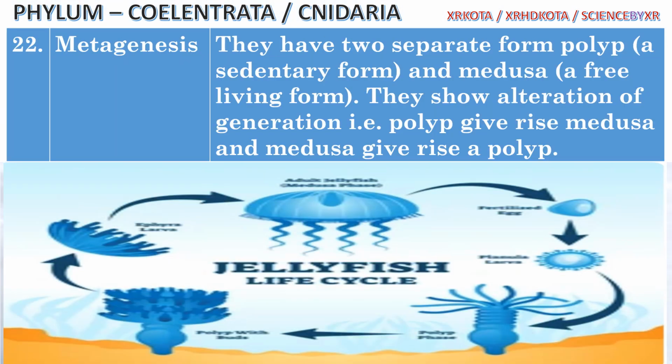Another important property which is found in them is metagenesis. So what is metagenesis? They show an alternation of generations. What is meant by alternation of generations? Their body has two different forms. One is the polyp and the second is the medusa. The polyp is a form which is found attached to a surface, and the medusa is a free-living, free-floating form, which keeps floating and moving from one place to another. So this is the medusa and this is the polyp.